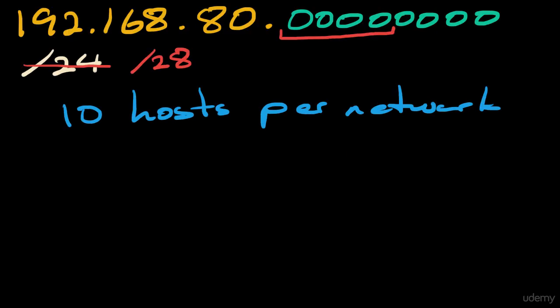If our new prefix is therefore /28, then what is our increment value? Our increment value is the value of the subnet bit with the lowest value. And in that case, it's this bit. And once again, in this case, it's 16. So 16 is our increment value.